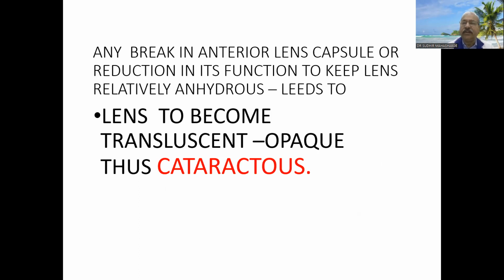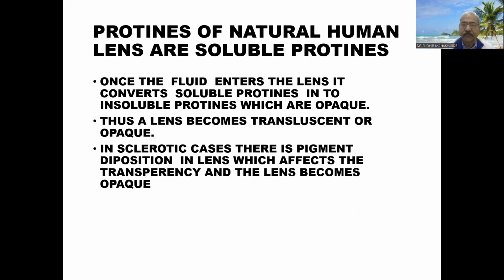Any break in the anterior lens capsule or reduction in its function to keep the lens relatively anhydrous leads to the lens becoming translucent and ultimately opaque. Thus, that is what is called cataract. Proteins of the natural human lens are soluble proteins. Once the fluid enters the lens, it converts the soluble proteins into insoluble proteins, which are opaque. Thus, a lens becomes translucent or opaque.